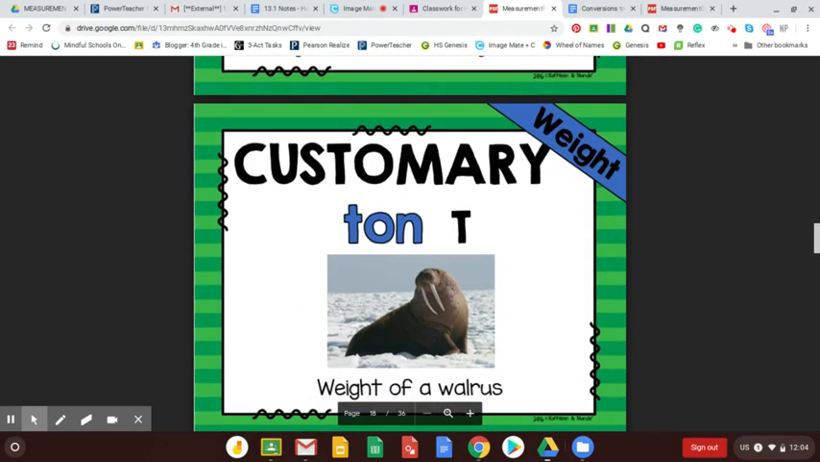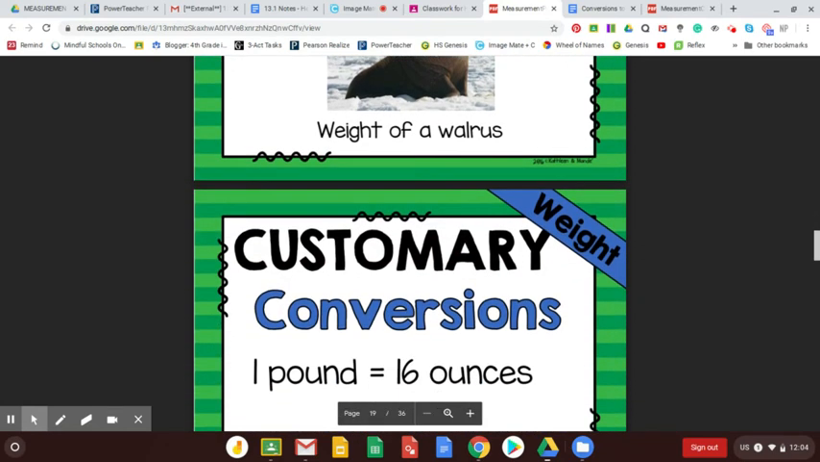And then we have a ton. I love tons. A lot of animals, if it's a big animal, might be measured in tons. Something very, very heavy like your car, an elephant, or the weight of a walrus would be tons.